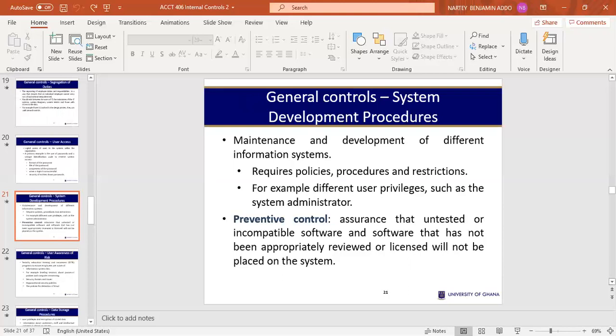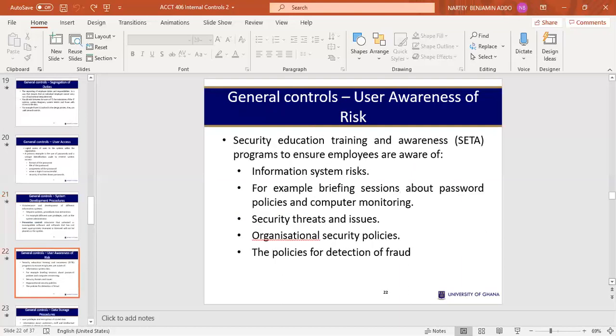We have preventive control, we have detective control, and then we have corrective control. There are three types of controls, right? Preventive control, detective control, and then corrective control. So for a particular software not to be allowed into the system, it comes under preventive control. We do not just allow the software into the system before we try to correct it. No. So these are some of them.